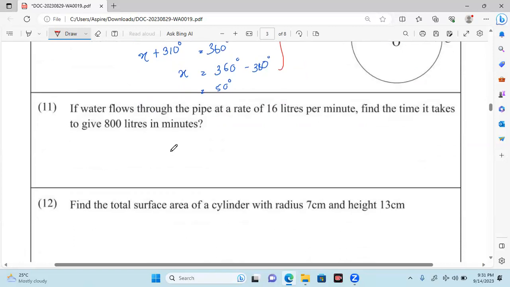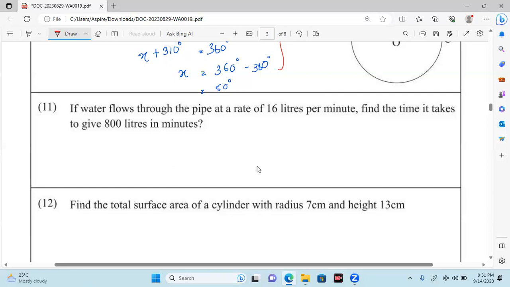Okay, 11th one. If water flows through the pipe at the rate of 16 liters per minute, find the time it takes to give 800 liters in minutes. Water flows through the pipe at a rate of 16 liters per minute, so 16 liters fill up every minute. Find the time it takes to give 800 liters in minutes.